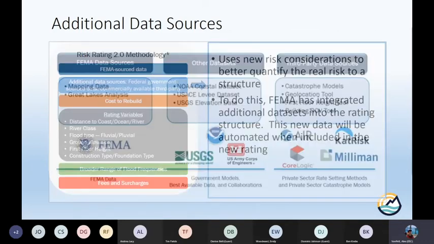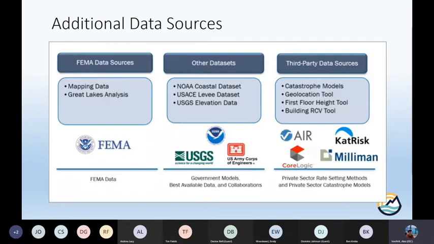This is a screen grab I took from a FEMA presentation a couple months ago, kind of showing what some of those data are. So again, FEMA source data, that's not really changing from what is out there now. What they are having access to now is like the NOAA coastal data set. So better understanding what the coast looks like as far as topography and things like that. Army Corps of Engineers levee data set. So where are the accredited levees? Where are the Corps built levees that aren't accredited? Things like that. Those are going to be baked in to the quotes now.